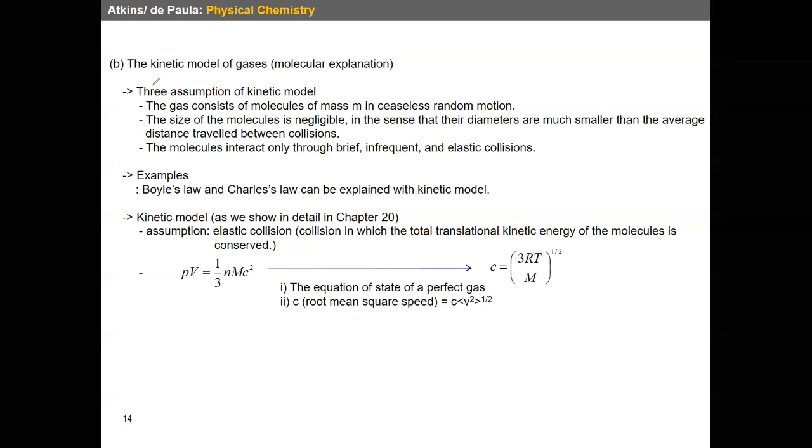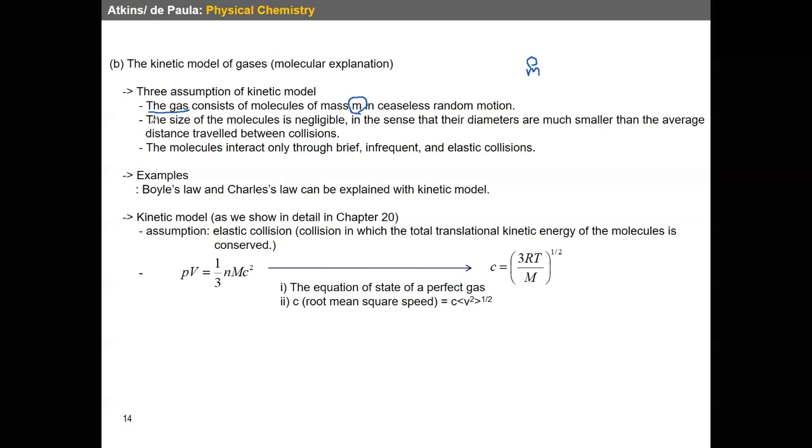There are three assumptions to explain this kinetic model of gases. First, the gas consists of molecules of mass m in ceaseless, random motion. What this means is that there is a molecule inside the gas that has a mass of m, and it moves without stopping, and the direction will be random. This is the first assumption.